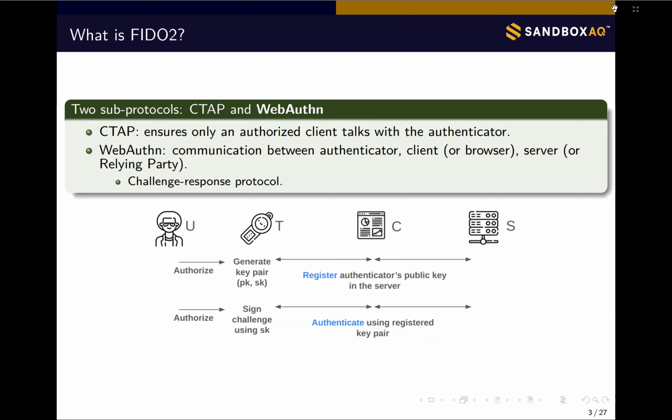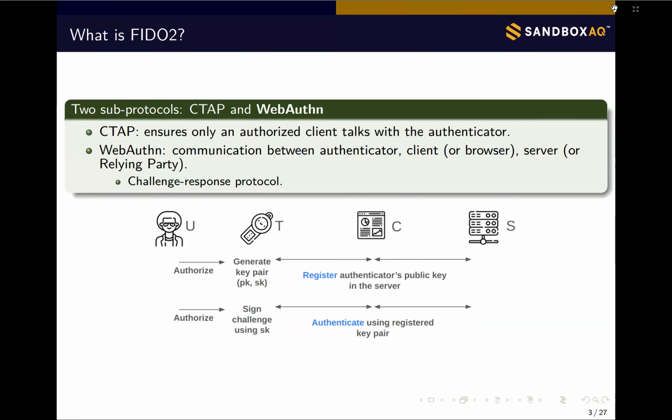Okay. FIDO2 is divided into two sub-protocols. One is CTAP, a sub-protocol run between the authenticator and the browser, and it's intended to make sure that only an authorized browser is going to be interacting with the authenticator. And the other sub-protocol is WebAuthn, which is the one that we are going to be focusing on, and it covers the communication between the authenticator, the client, and the server.